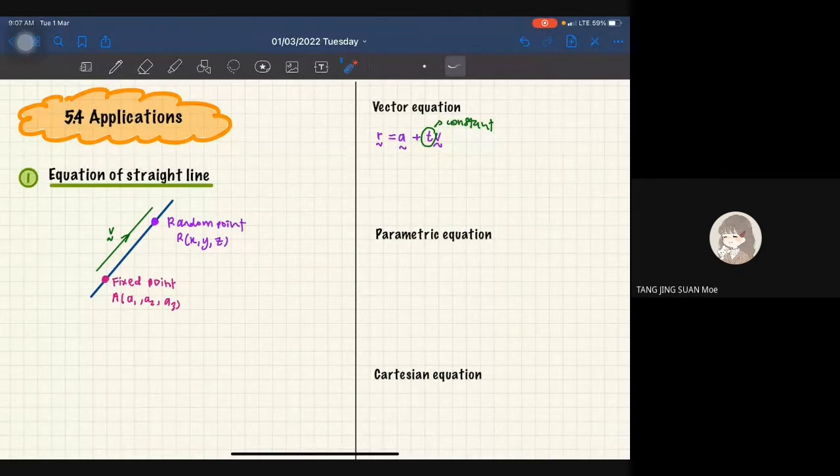Okay, so ada dua benda penting yang kita perlu tahu untuk kita dapatkan vector equation. So the first one is A. You need to know your fixed point, and then V. V adalah kita punya vector direction. Awak mesti ada dua benda ni. Okay. So if you take a look at here, kita punya fixed point dia adalah dalam bentuk vector. Okay. So sebenarnya macam mana kita nak cari? So from here, we know that we can find a vector.